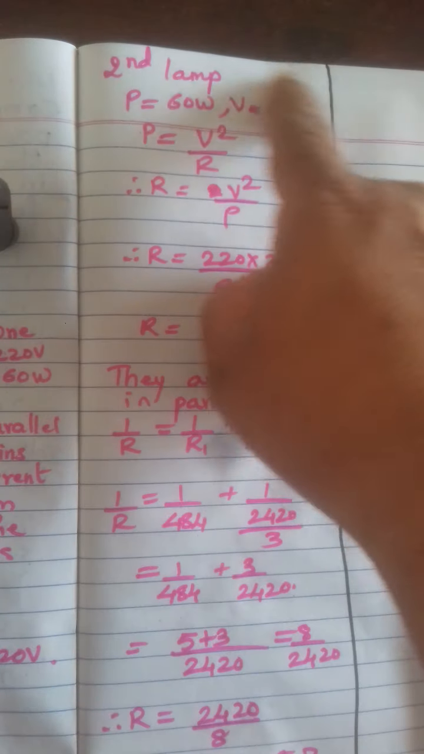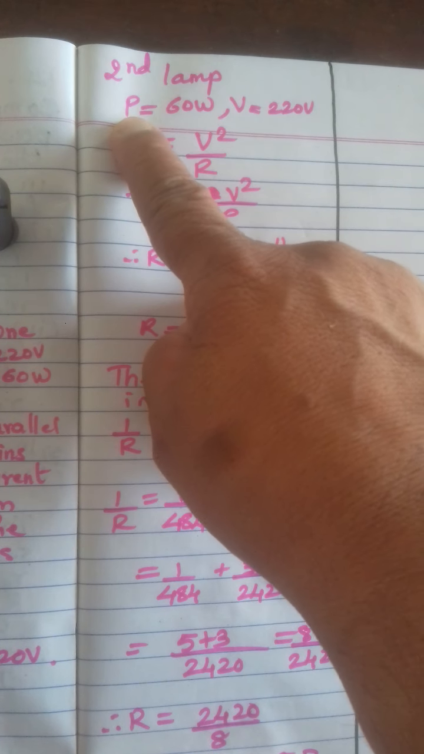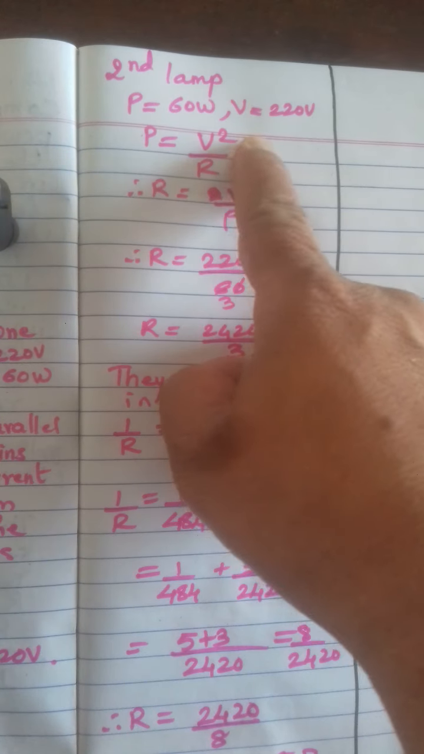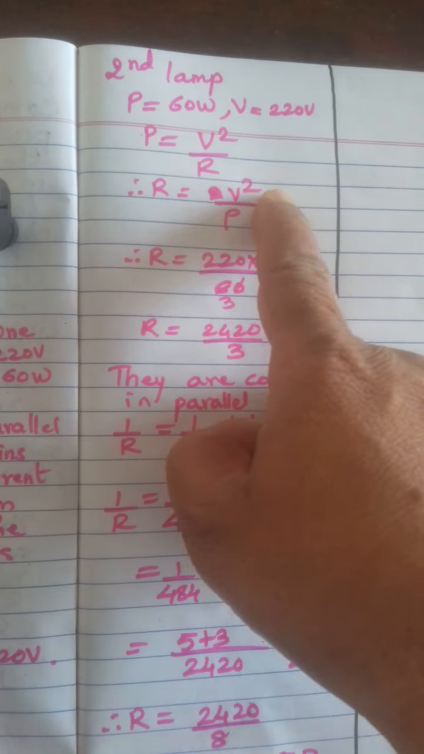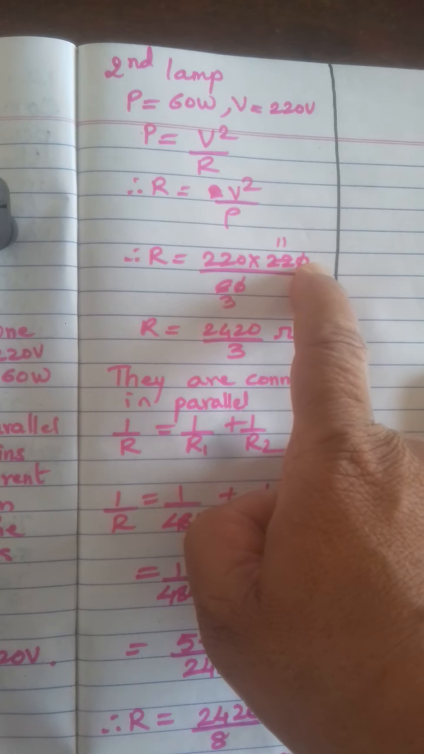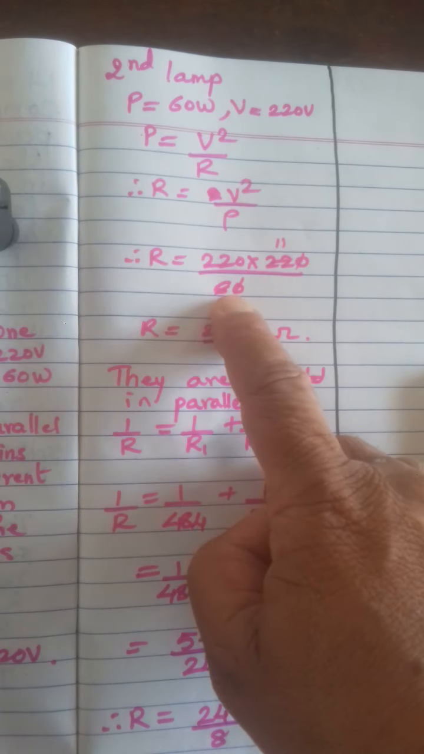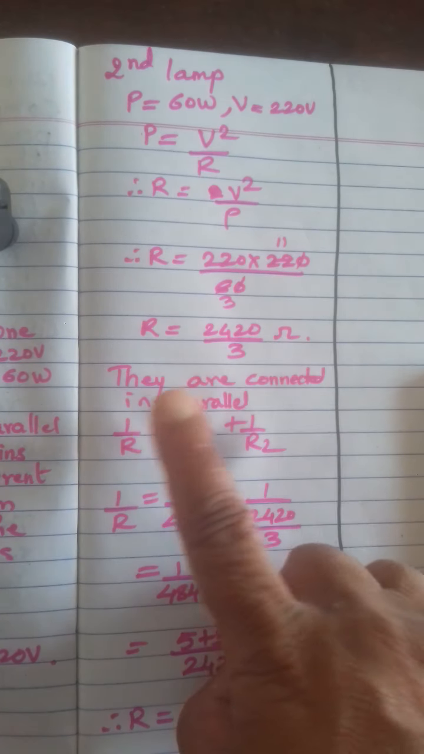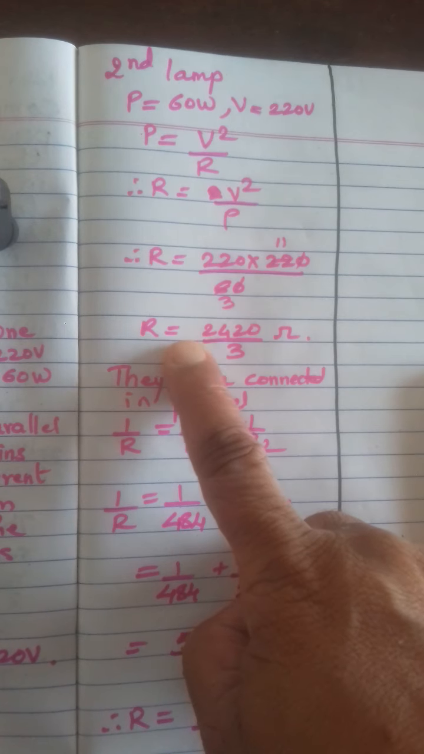Now regarding the second lamp, power is 60 watts, voltage is 220 volts. We know P is equal to V square by R. So R is equal to V square by P, same thing. So R is equal to V square is 220 into 220, and the power is 60 watts. If you solve this, you get 2420 upon 3 ohms. Now this is the resistance of the second lamp.